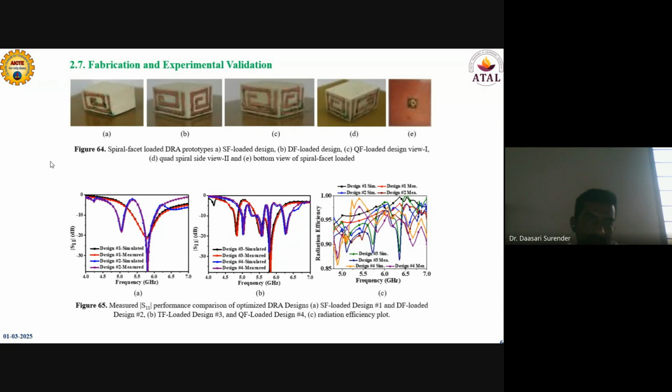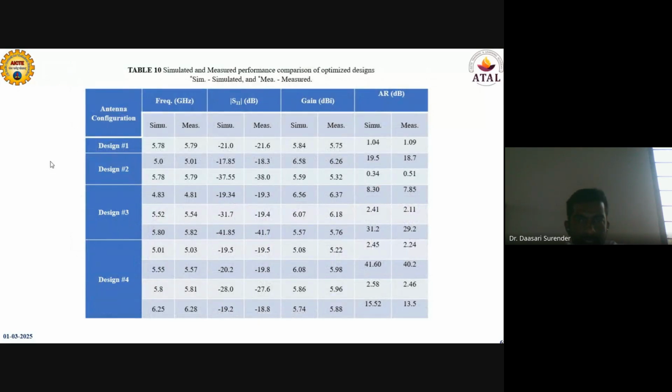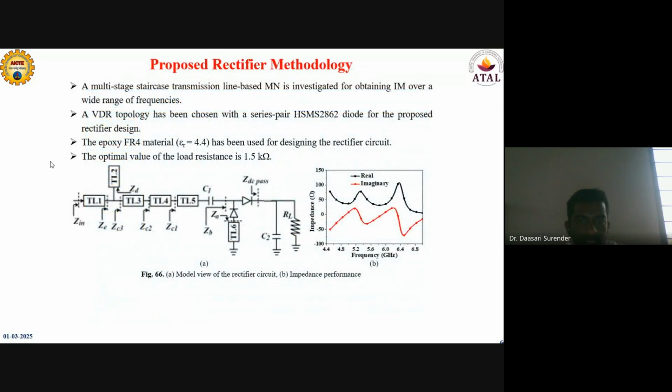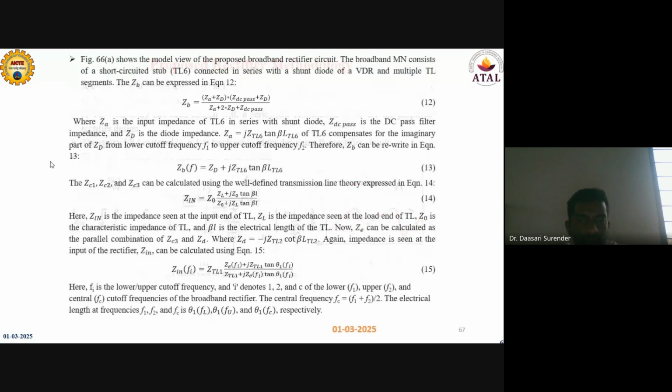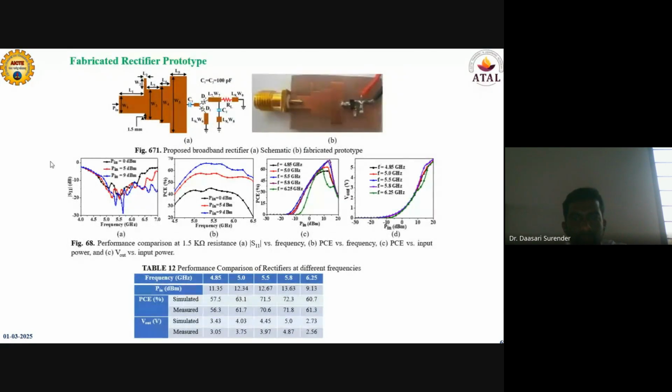These are the antennas and the performance comparison. And this is the rectifier circuit, and the mathematical formulation for the rectifier is presented in the manuscript. Here we have used a voltage doubler rectifier approach for designing the rectifier, and the staircase approach is used for the matching network for getting the proper impedance match.